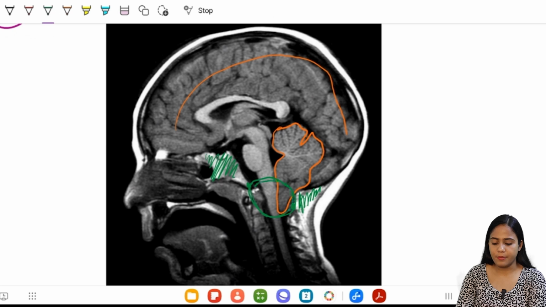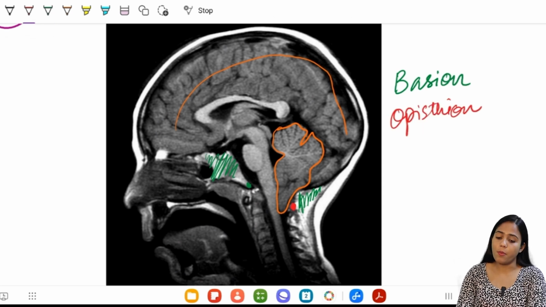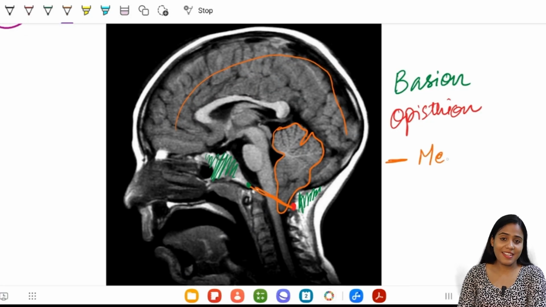is the foramen magnum. Now, on the anterior margin of the foramen magnum, we have this median point which is termed as the basion, and on the posterior margin of the foramen magnum, its median point is known as opisthion, and a line connecting both the basion with the opisthion. This line is the McRae's line.